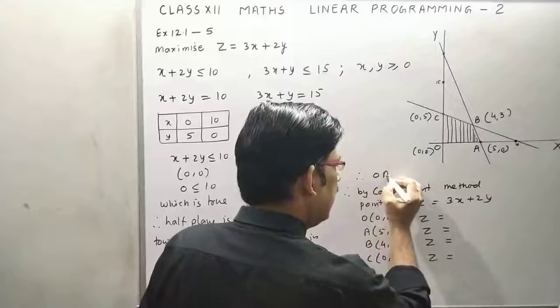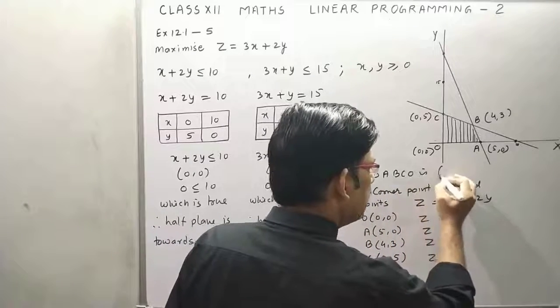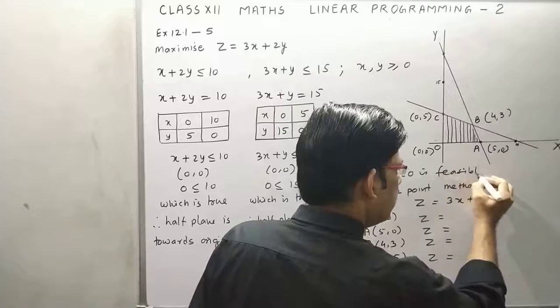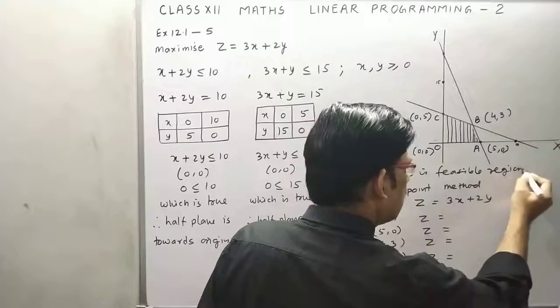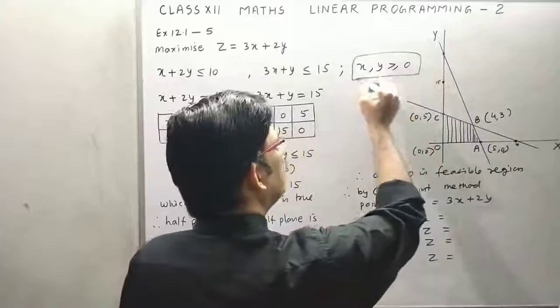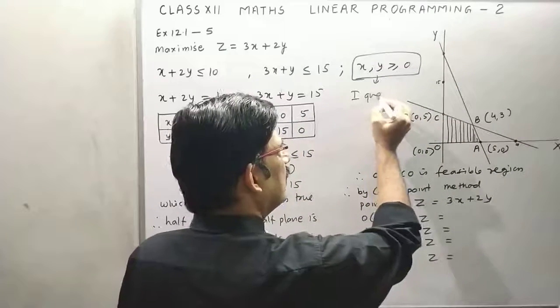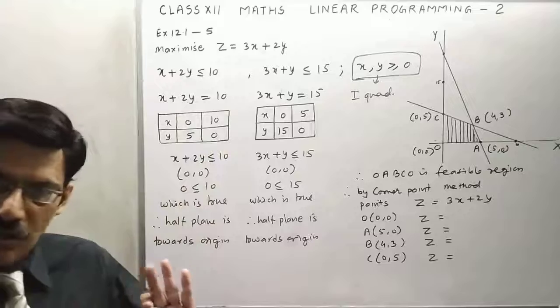Therefore, OABCO is the feasible region. And this condition is only for the first quadrant. We have to draw the graph in the first quadrant only.